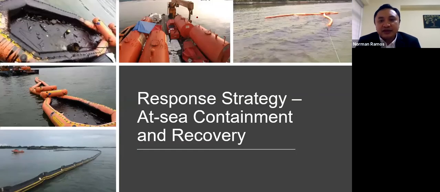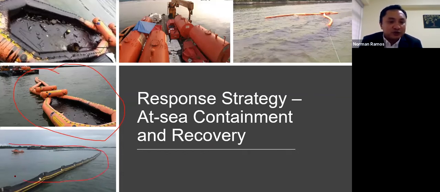And another main thing that we have done is the at-sea containment and recovery. We use two types of booms during our operation. We use this type of boom, which we call the harbor buster. And at the onset of the spill, for the first 3 days, we also use this boom, which we call the row boom.